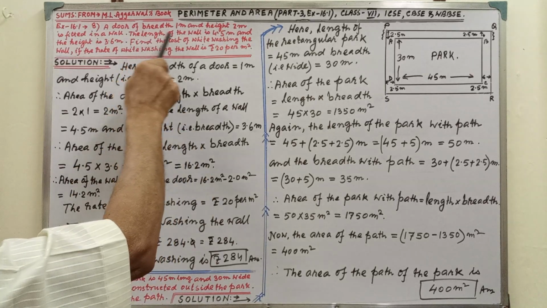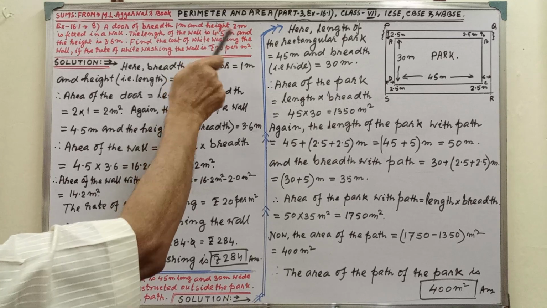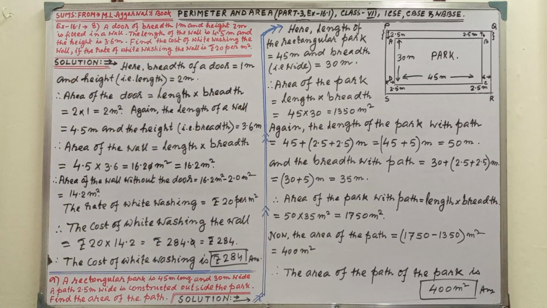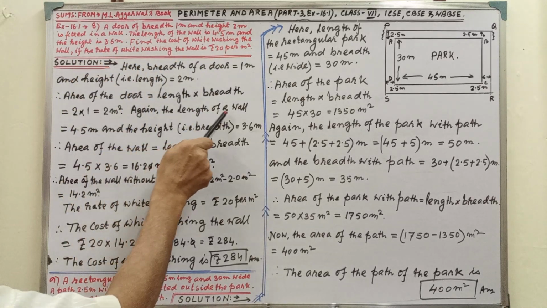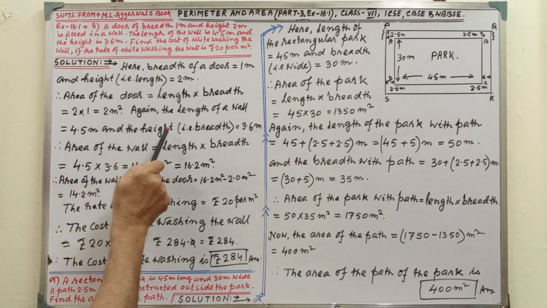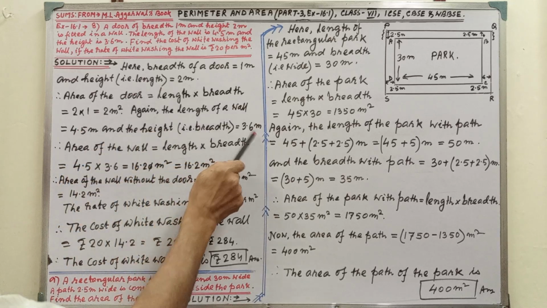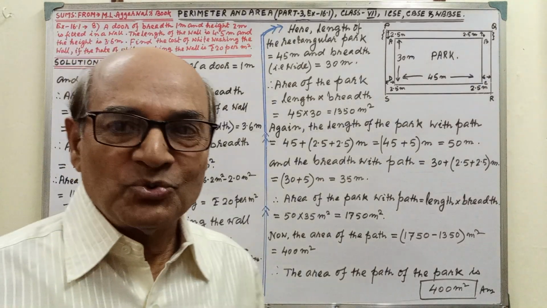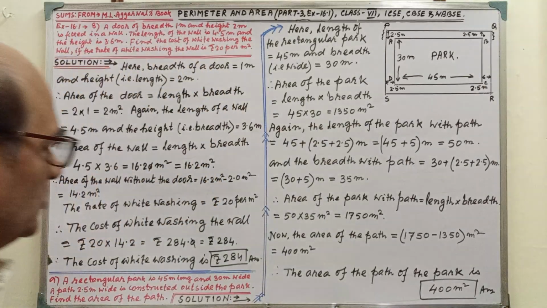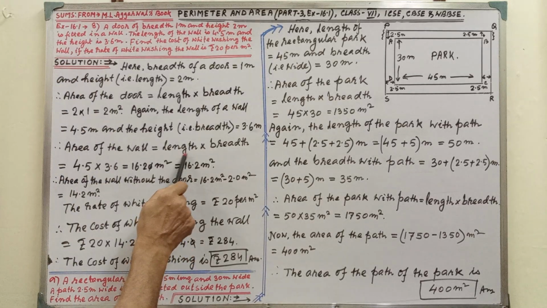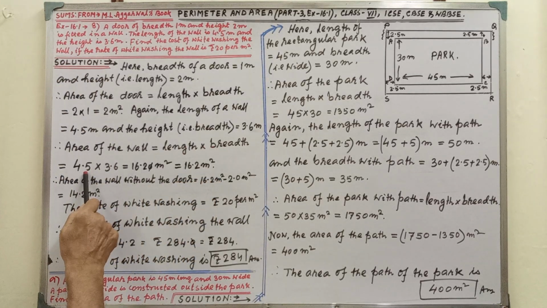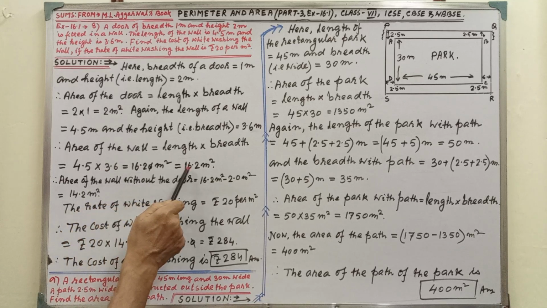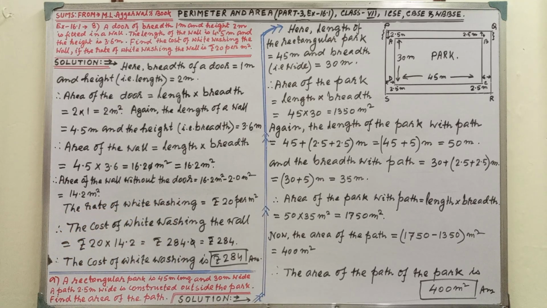Again, the length of the wall 4.5 meter and height 3.6 is also given. Length of the wall 4.5 meter and height, that is breadth, 3.6 meter. Here, area of the wall also we have to find out. That is length into breadth, 4.5 into 3.6, by calculation it is coming 16.2 meters square.